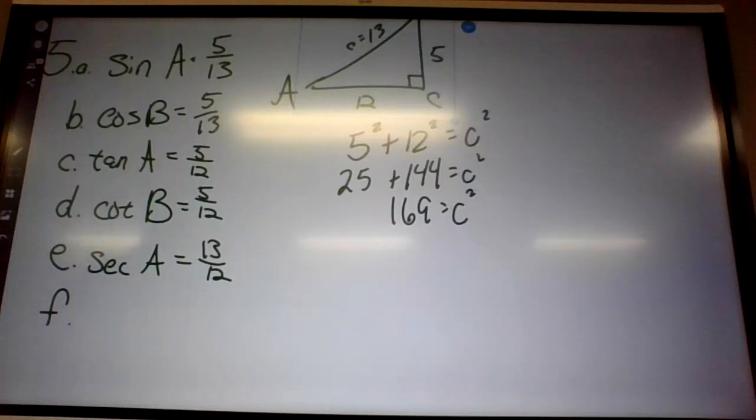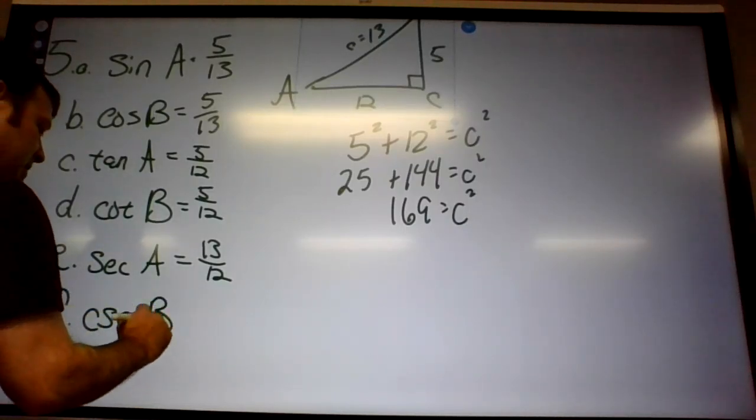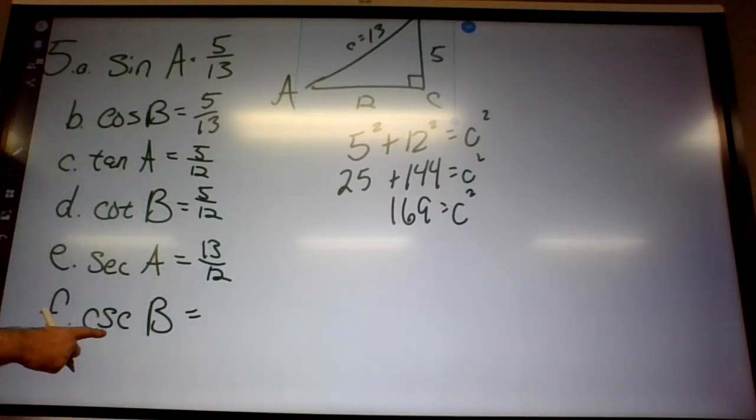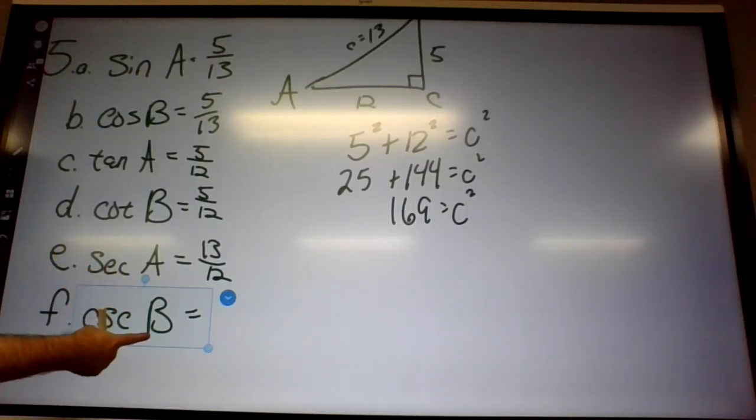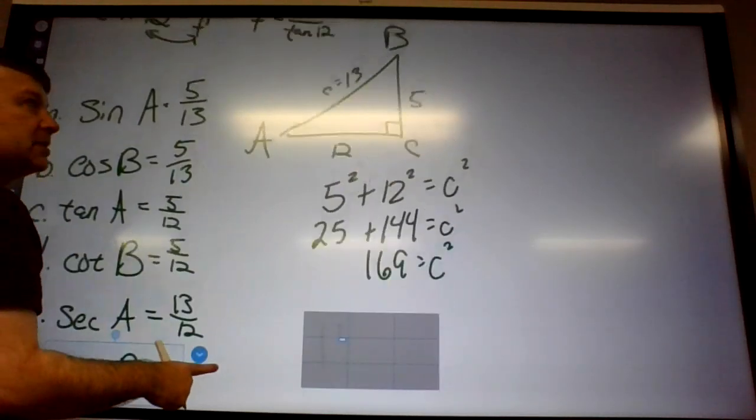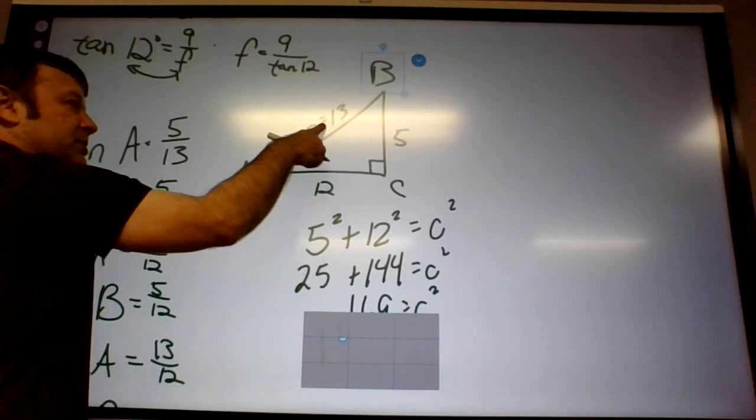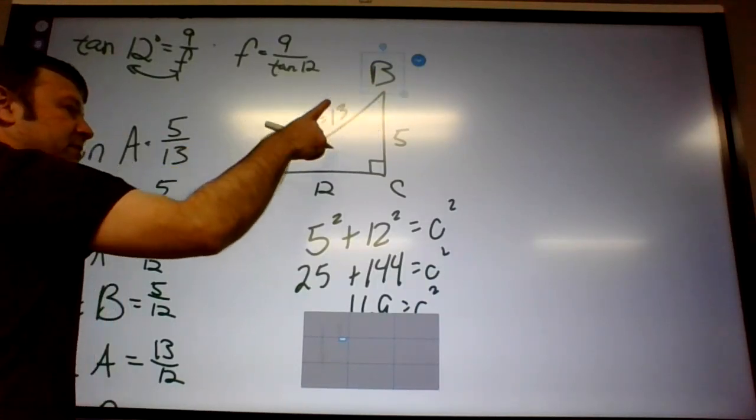And then cosecant of B. Guess what that's going to be. So cosecant goes with sine. Sine is opposite over hypotenuse, so we're looking for hypotenuse over opposite. B. Hypotenuse, opposite.